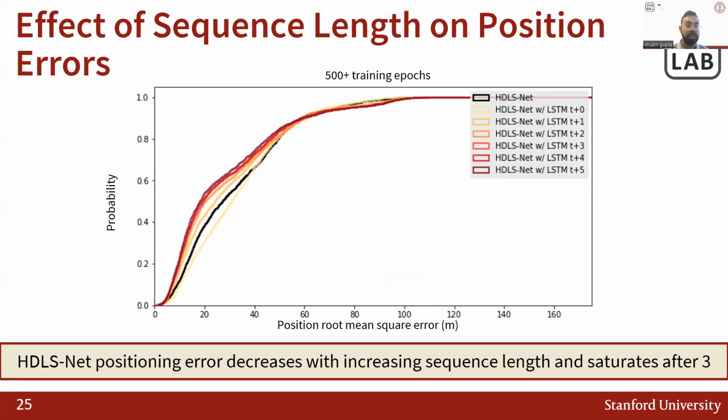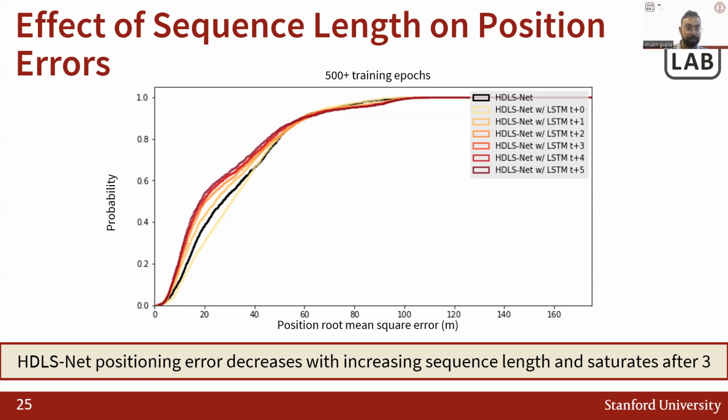Next, we extend the training process to sequential settings, where we compare the positioning performance of HDLS-Net when it is let to train for longer sequences. As we can see from this plot of the cumulative distribution error, as the length of the sequence increases and hence more sequential information is integrated, the positioning performance of our approach improves. Hence, the HDLS-Net positioning errors decrease with increasing sequence length, and we see that it also saturates after a sequence length of 3.